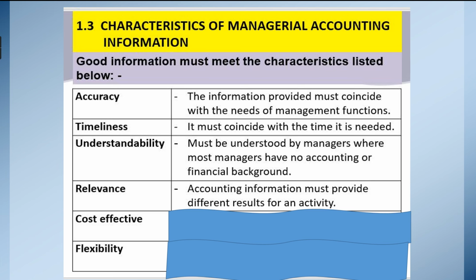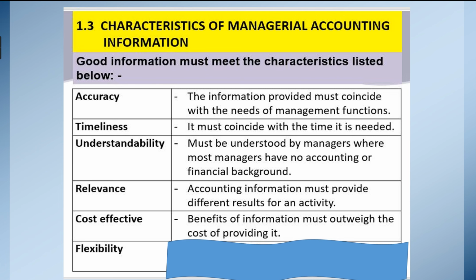Okay, cost effective. This is the most important thing we need to execute in MA. So we must find the most cost effective actions. The benefits of information must outweigh the cost of providing it.